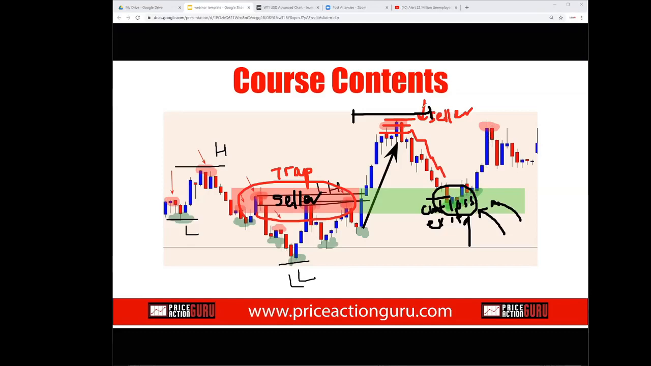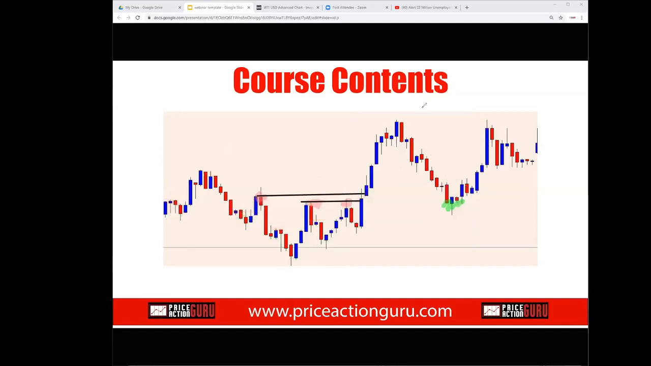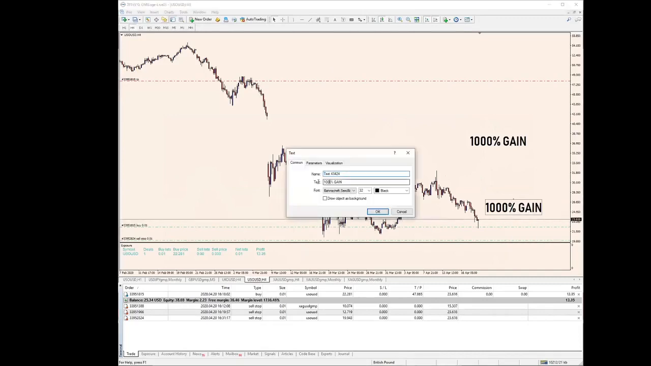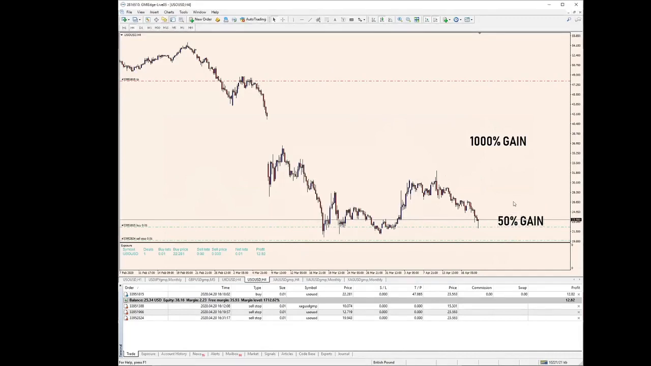Grab the concept. I'm going to show you an example in MT4. Wow, guys, look at this. 50% profit. How many of you guys follow? 50% gain. Look at this. 50% gain. It's good, right? Super, right? Good. Let's make money.